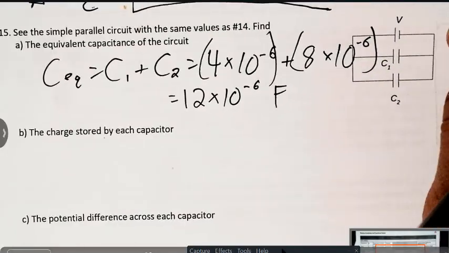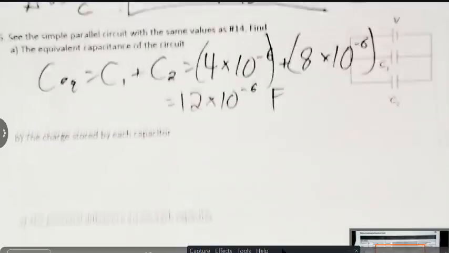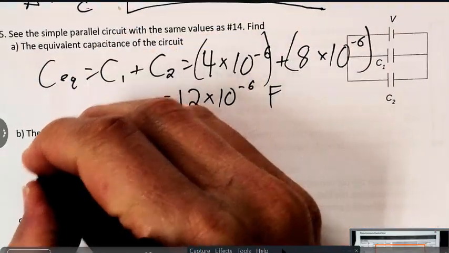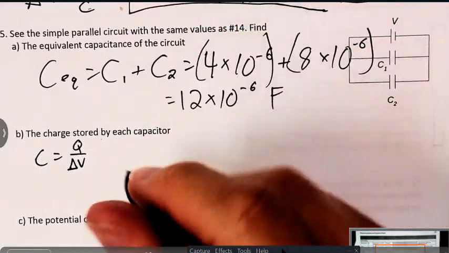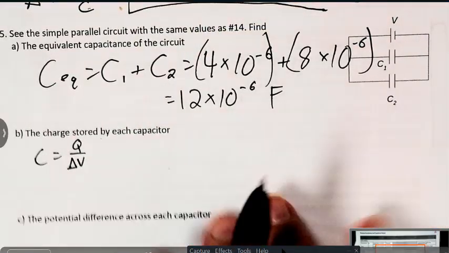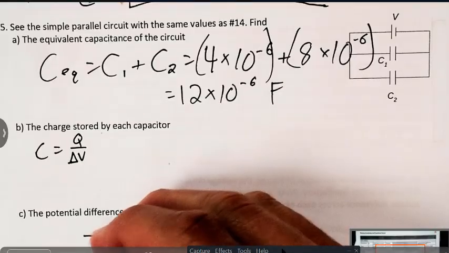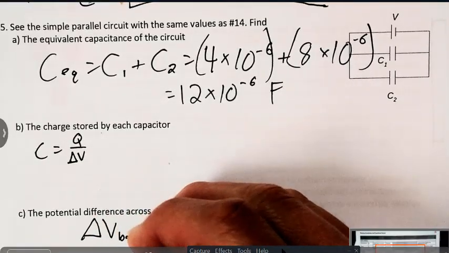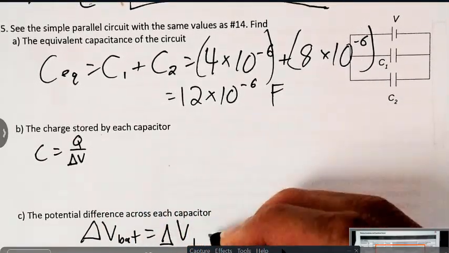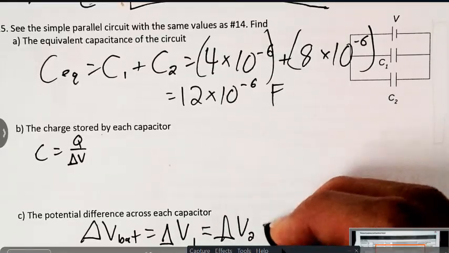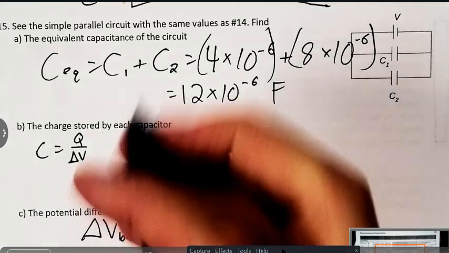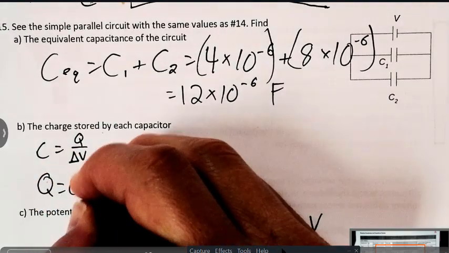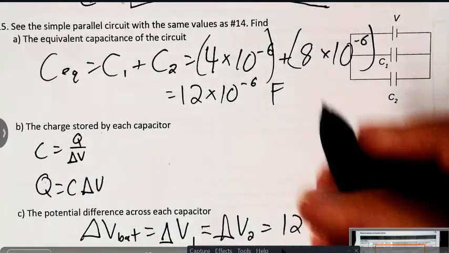The charge stored by each capacitor. How should I do that? Well, I'm going to use this equation again, that the capacitance is Q over delta V. I know the potential difference across each capacitor, because the potential difference across the battery is equal to the potential difference across 1, which is equal to the potential difference across 2, which is 12 volts. They're all the same. And so for the charge, I'm going to multiply C and delta V, and my delta V is going to be 12 volts.